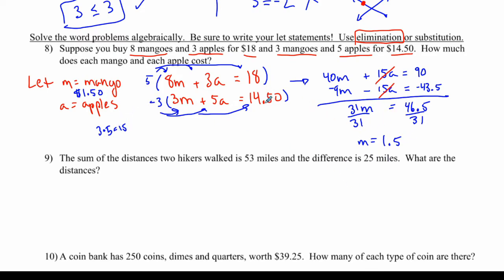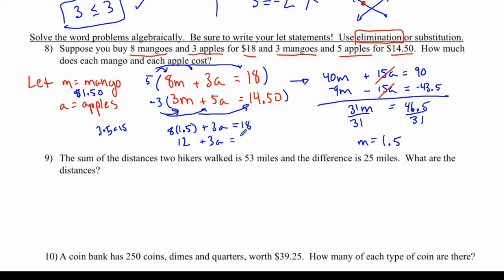So to solve for A, we're just going to pick whichever equation we want to work with. I'm going to work with the first one. We'll plug in. So 8m plus 3a equals 18. 8 times 1.5. Let's see. 8 times 1 is 8. Half of 8 is 4. So 8 times 1.5 should be 8 plus 4, which is 12.